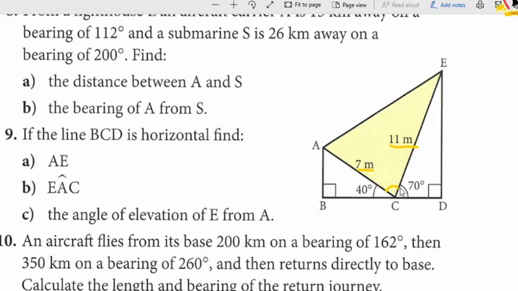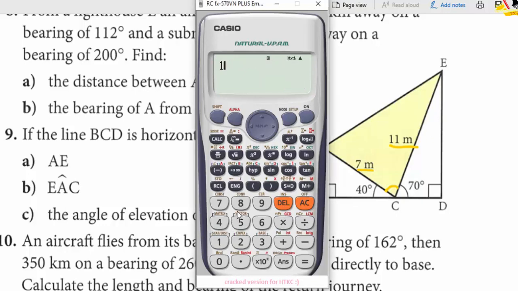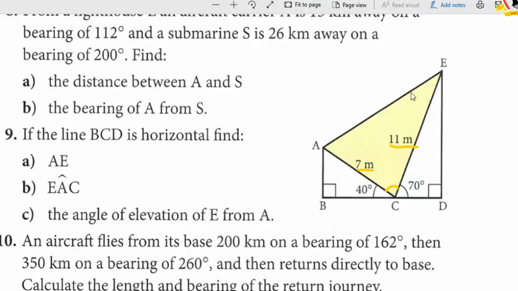These three angles together, they add up to 180. So what we have is 40 and 70. 180 minus 40 minus 70. What's remaining is 70 degrees. So this angle is 70 degrees. This angle here is 70 degrees. Now you can use cosine rule, and with these given sides, you can straight away get side AE.